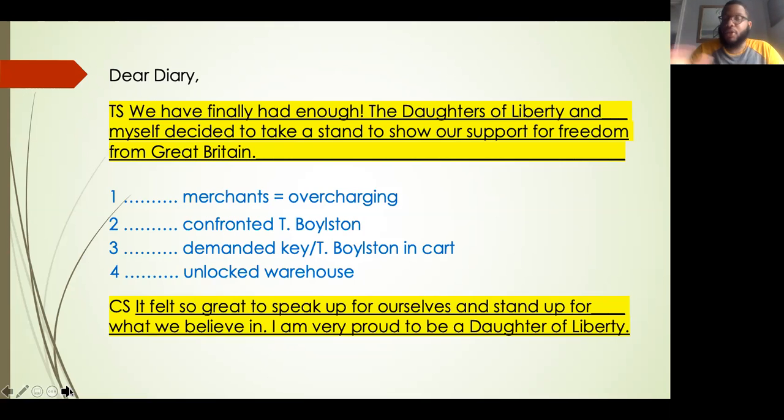Okay? So here's our plan for our diary entry. So tomorrow we're going to take the same outline for our letter, and then we're going to expand those details for our first draft.